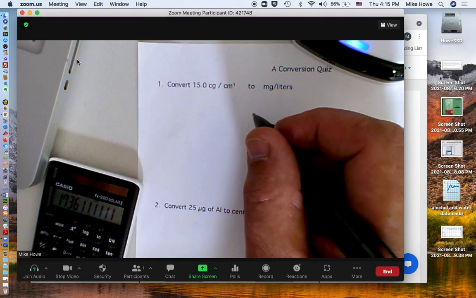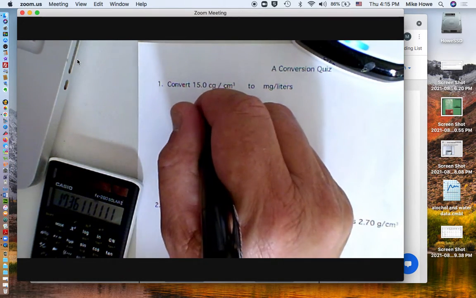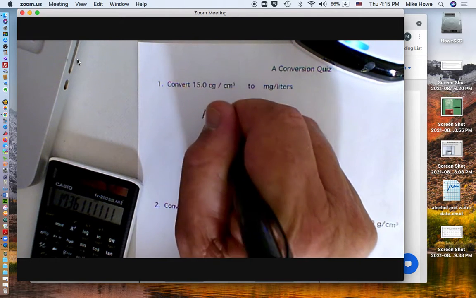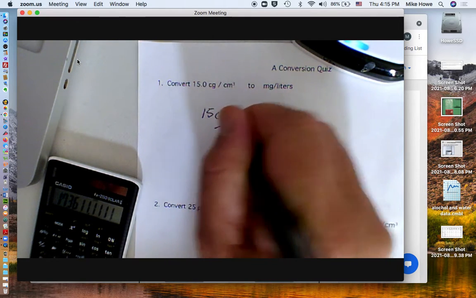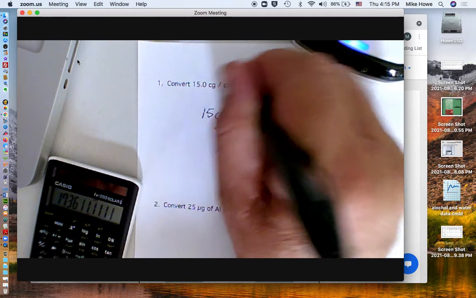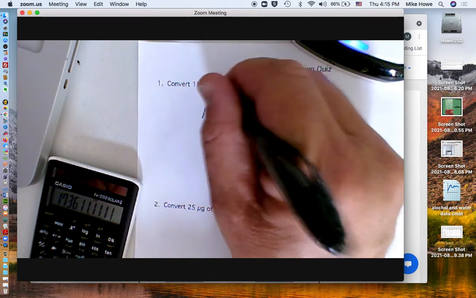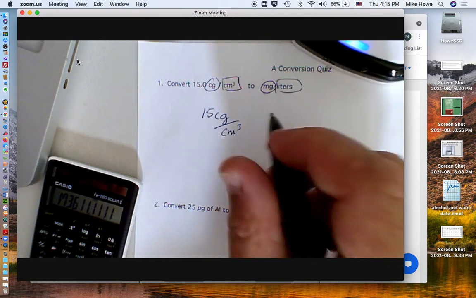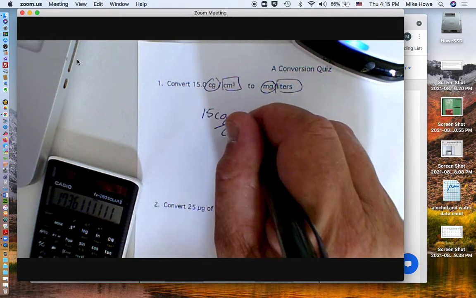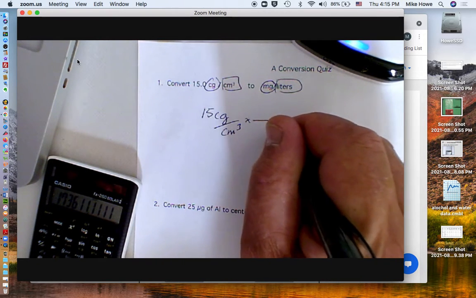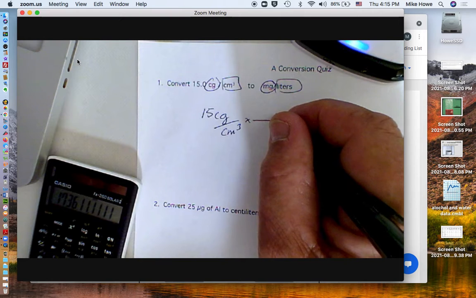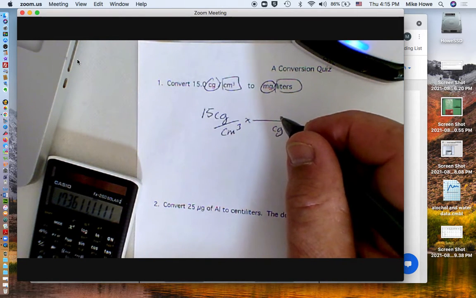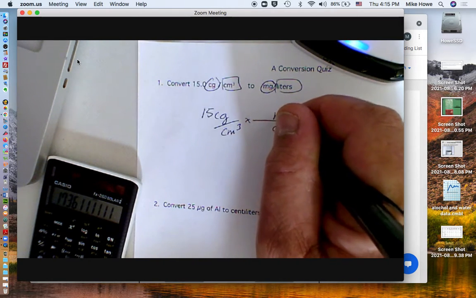So we got 15 centigrams per cubic centimeter. We're trying to change to milligrams on top, and then from centimeters cubed to liters on the bottom. So let's do the top first. So we'd put centigrams here, and we could put milligrams up here if you know the relationship, but I don't know it off the top of my head without thinking about it, so I just put what I know.